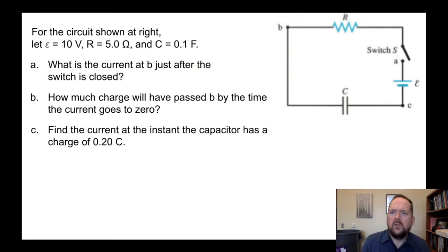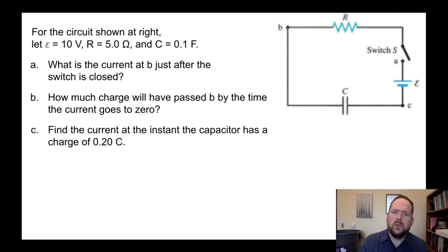All right, so apologies for the fuzzy image that I grabbed from somewhere, but hopefully you can still see this is a circuit that involves a battery that has an EMF of 10 volts. Again, I'm just treating it as an ideal battery and never having it different than 10 volts. A resistance of 5 ohms, a capacitance of 0.1 farads or 100 millifarads. We want to know 3 things. What is the current at B just after the switch is closed? How much charge will have passed B by the time the current goes to 0? And how much current will there be at the instant the capacitor has a charge of 0.2 coulombs of charge?